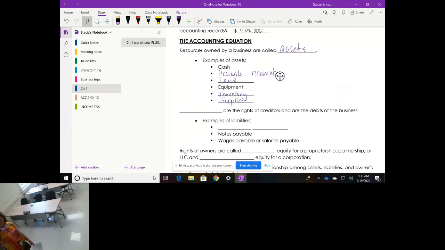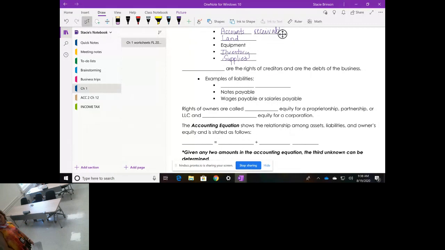Okay. What's the rights of creditors? Liabilities. All right, liabilities are the rights of creditors, which again, their definitions are kind of formal. That's stuff you owe. That's money you owe. Anybody got a car note? That's a liability for you.